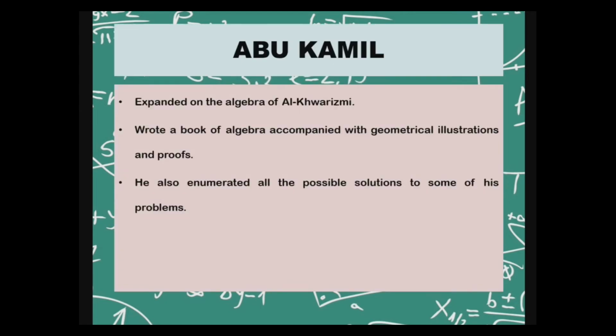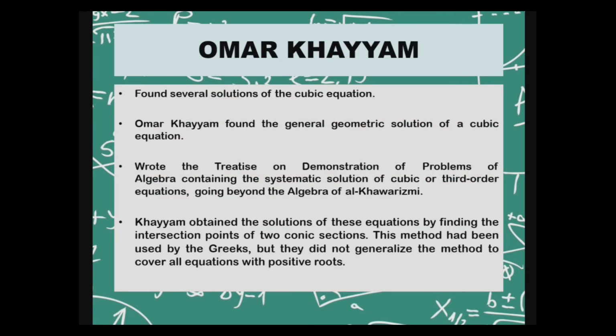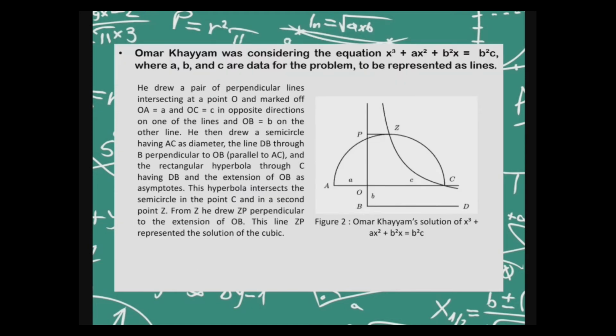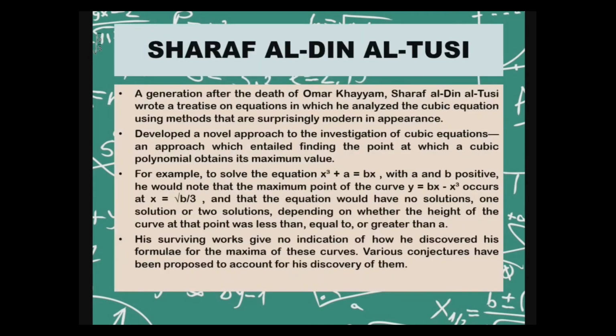Next is Abu Kamil. He explained the algebra of Al-Khwarizmi. Next is Omar Khayyam. He discovered the cubic equation. The solution to this equation is by finding the intersection points between two conic sections. You can see the explanation here. Last is Sharaf al-Din al-Tusi. He explained the algebra of Omar Khayyam by using new modern methods.